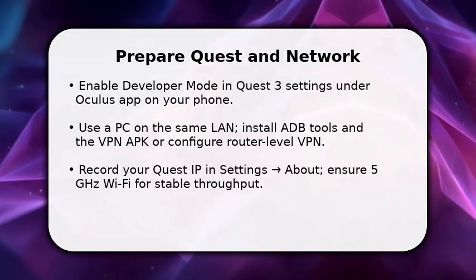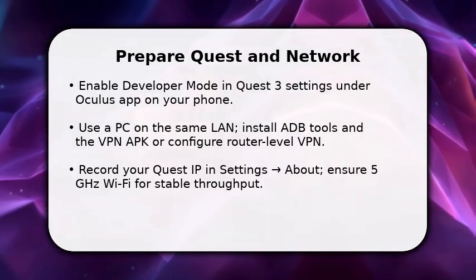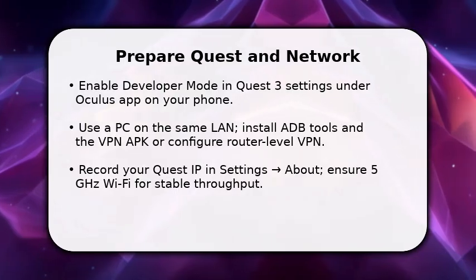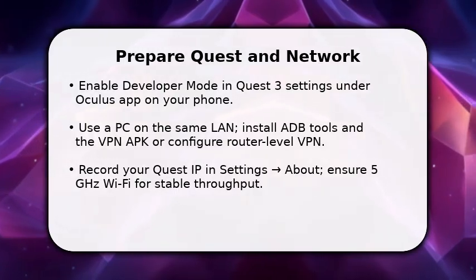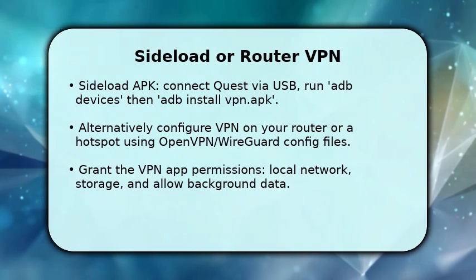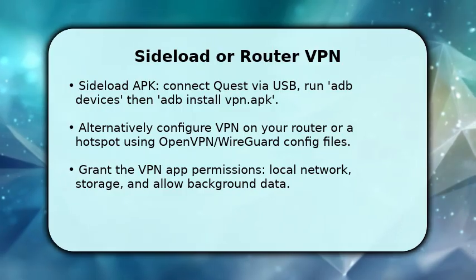Also find and note your Quest 3 local IP in Settings, right arrow, About, and use 5 GHz Wi-Fi to reduce latency. Once done, you're ready to transfer the VPN client to the headset. You now perform the main installation or configuration.